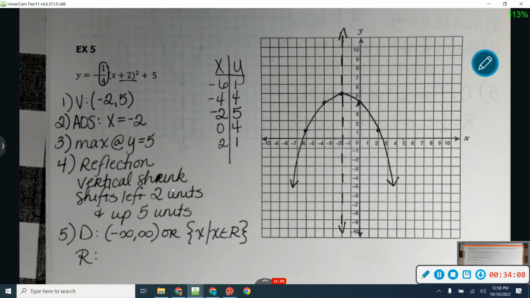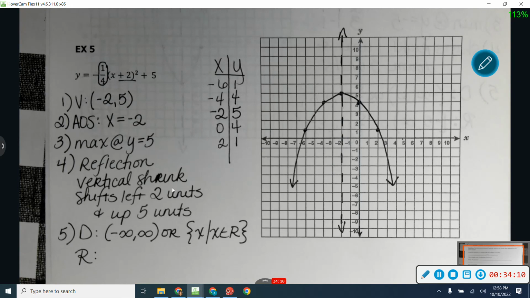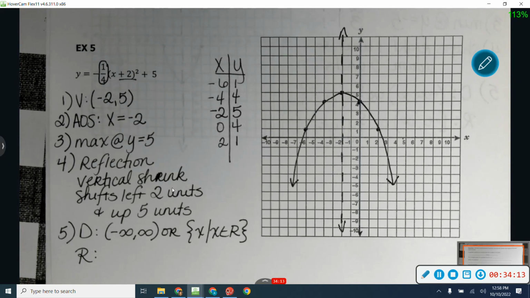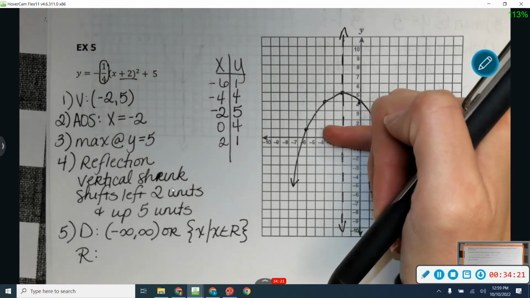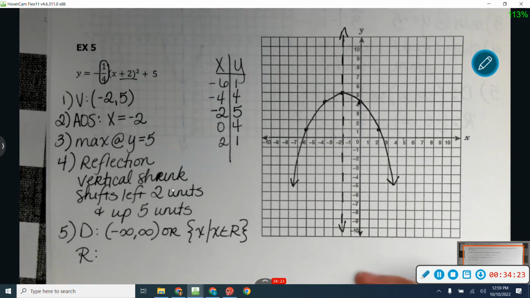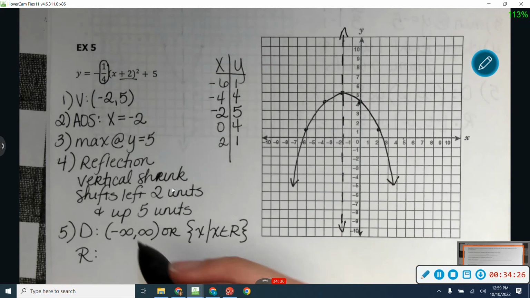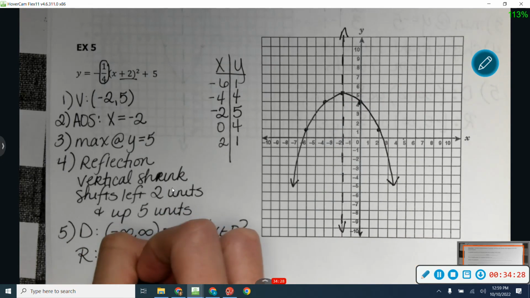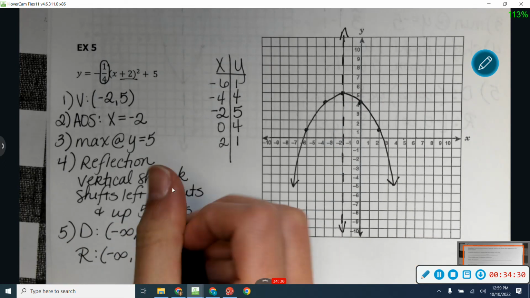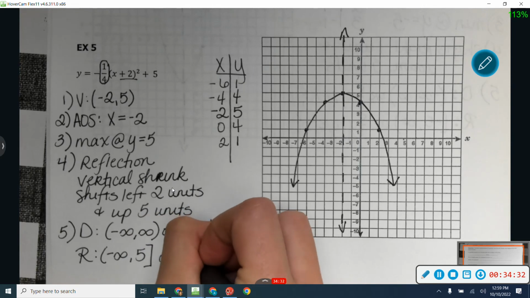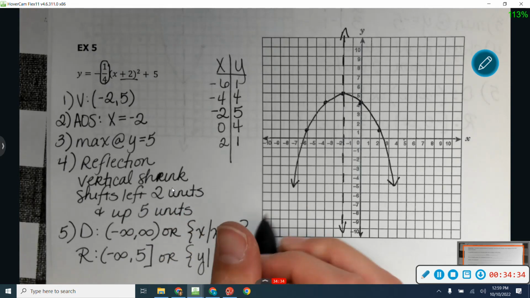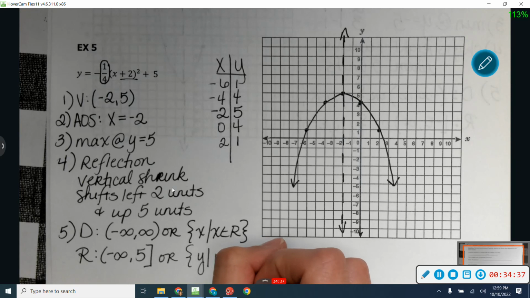All right, now my range this time. We said we had a maximum, so that means that's my top boundary. I no longer have a bottom boundary. So if I go bottom to top, I'm going from where? Negative infinity to 5. Or if I'm doing set builder notation, y would be less than or equal to 5.